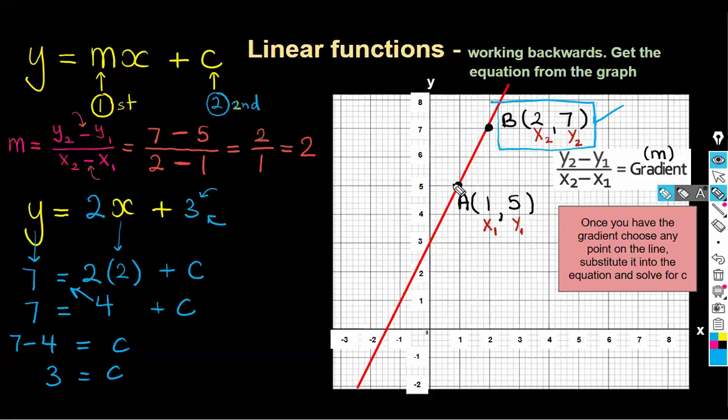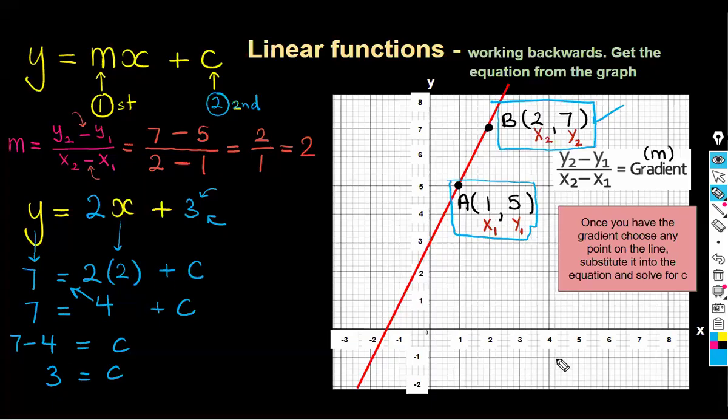Some people will ask the question, is it okay to choose A? Yeah, you could have chosen A. If you chose A, you would have to replace the y with 5 and the x with what? 1. And when you work out c, you would still get 3.